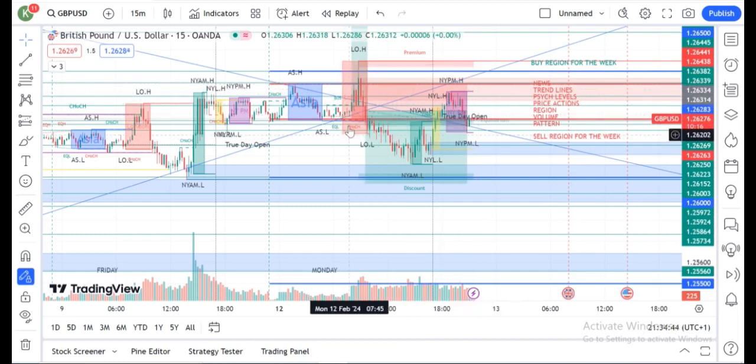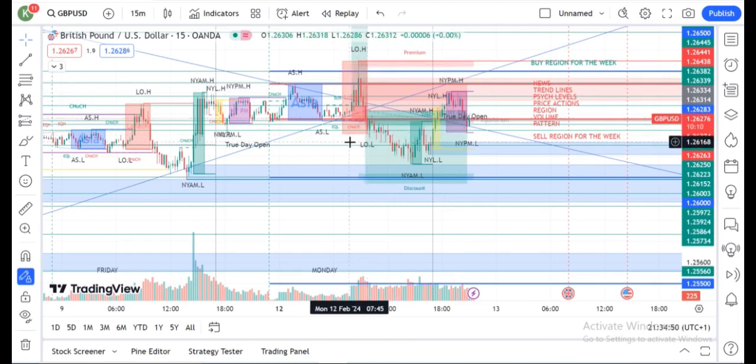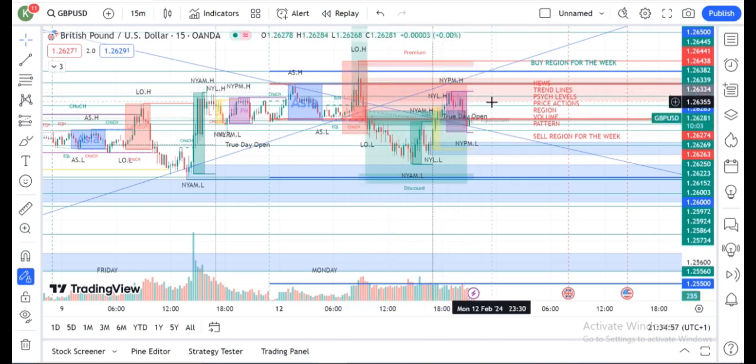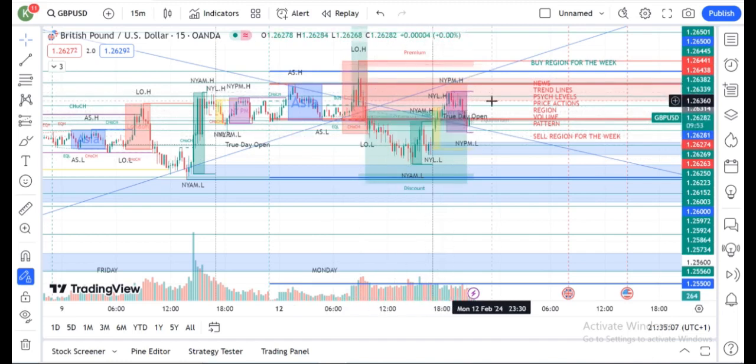Because if you look at this is a change of character. The entry was at a POI, a point of interest. So the stop loss is supposed to be above the POI. It could have been just under the order block, which is still above the POI, right? But how about the fact that there is an imbalance here, and price might be willing to fill up imbalances? You pay attention to these things.